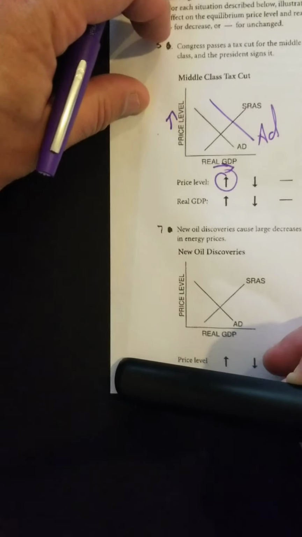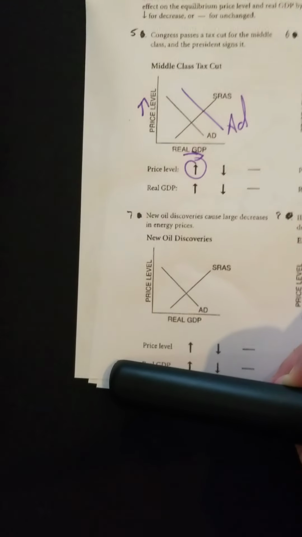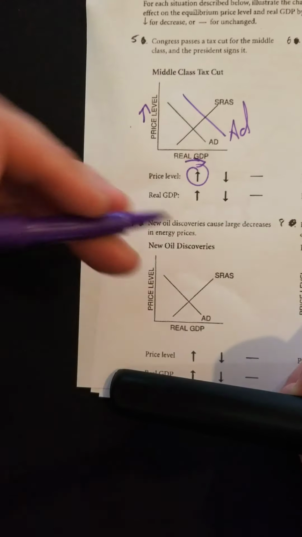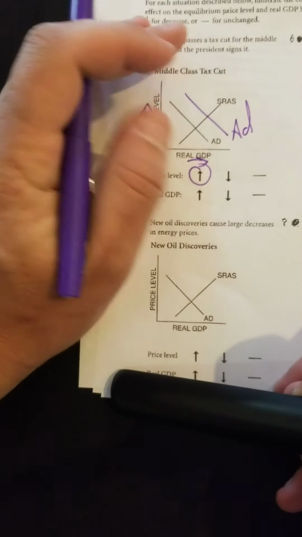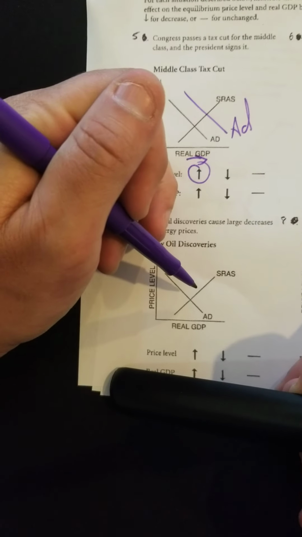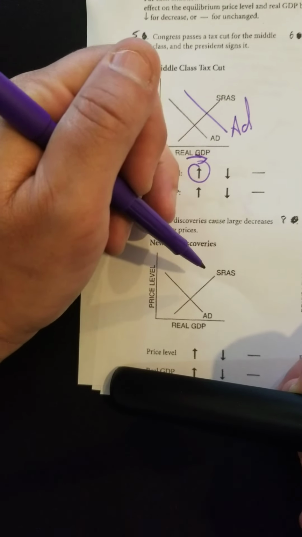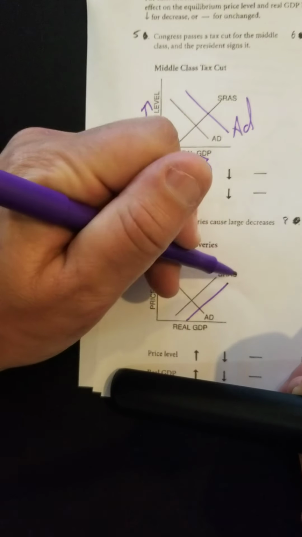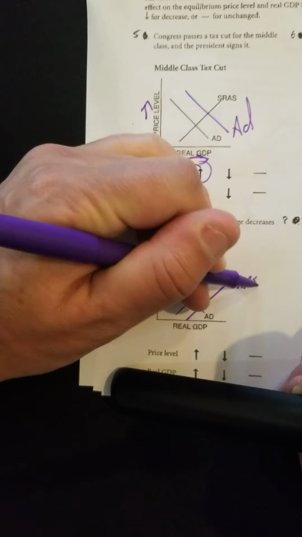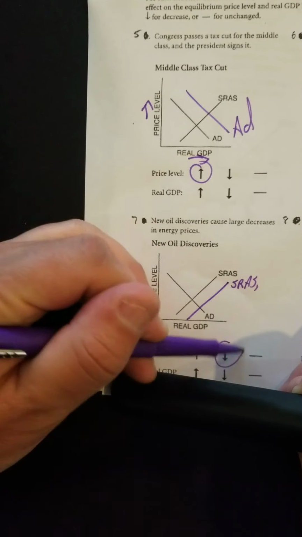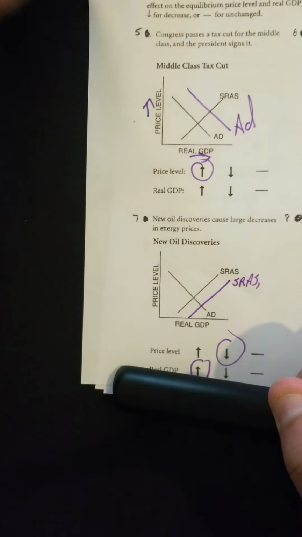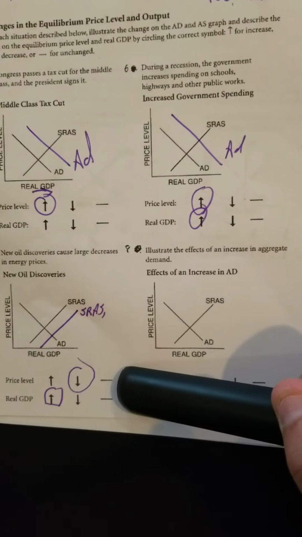All right, next one. Oil discoveries decrease energy prices. Energy prices are like the universal input, kind of along with labor. So if energy prices go down, everything can be produced cheaper. So we know that prices go down and GDP goes up. That's why that's such a great shift for the economy. Okay, next.